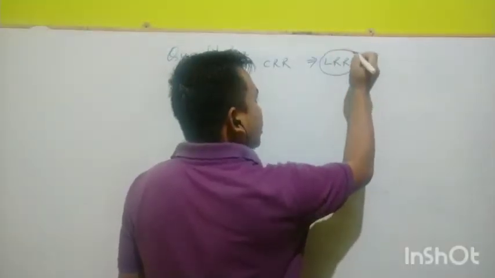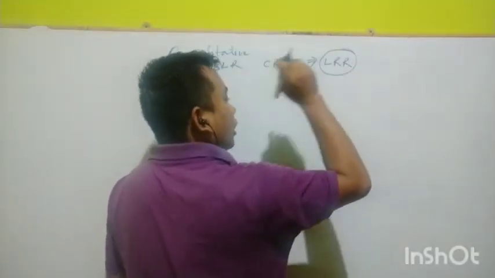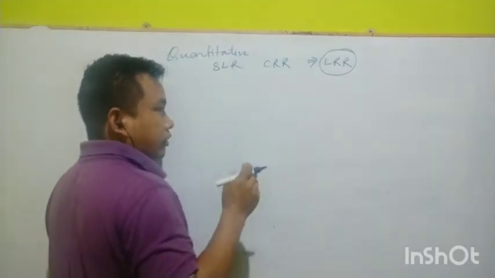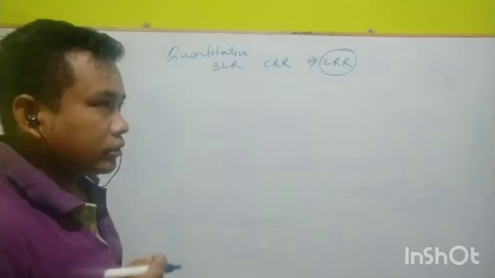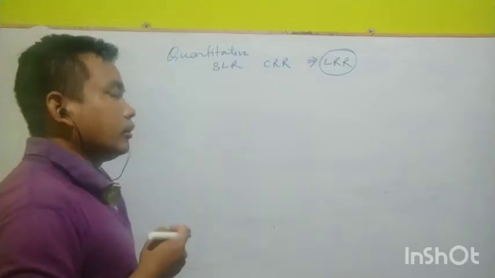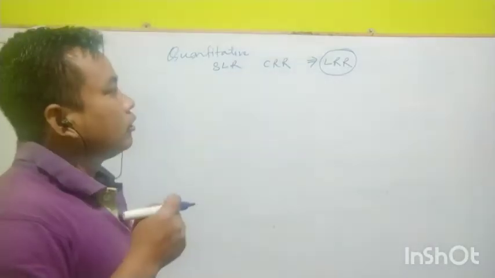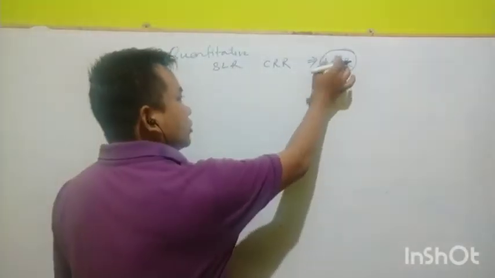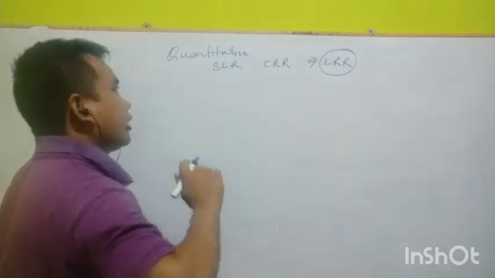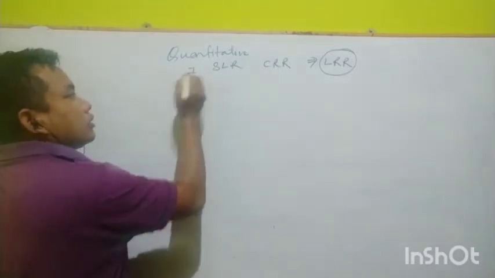This LRR is something we will be using in credit creation, that is, how money is created in the financial system. It controls credit in the financial system, so we will revisit LRR. So remember that. This one was the first one.